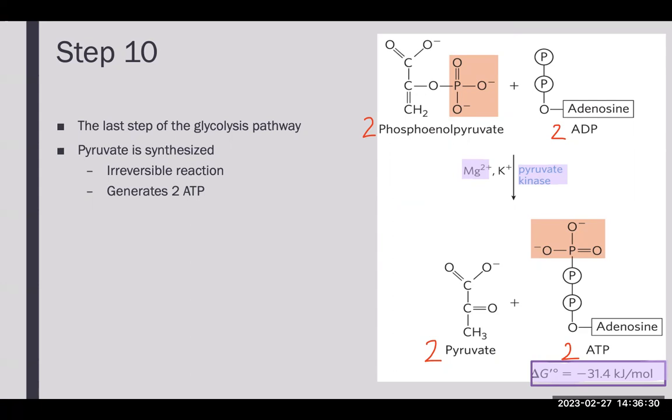The most important part about this reaction to keep note of is that it's an irreversible reaction. So pyruvate kinase can only catalyze the forward reaction of phosphoenolpyruvate to pyruvate. If you wanted to do the reverse reaction, it would involve a separate enzyme and an entirely separate pathway that we will talk about later. But now that the pyruvate is synthesized, we'll talk a little bit more about that molecule specifically.